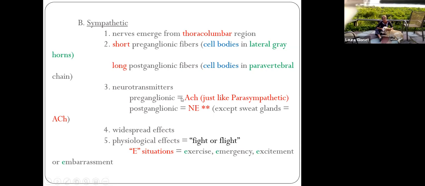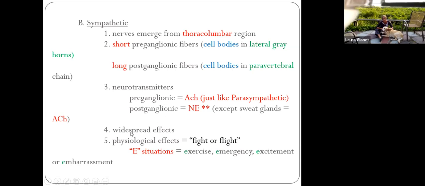Neurotransmitters. Well, the first neuron at the first synapse is going to secrete acetylcholine. So I write in there, just like the parasympathetic division. At the postganglionic neuron, this is where we change. It's going to be norepinephrine. There is one exception, and I won't ask you about it: sweat glands. You will release acetylcholine there to stimulate the sweat glands. But everything else is norepinephrine. I won't ask you about that little exception.